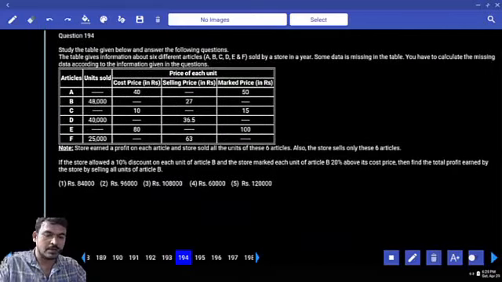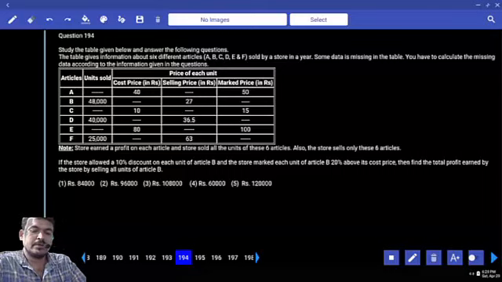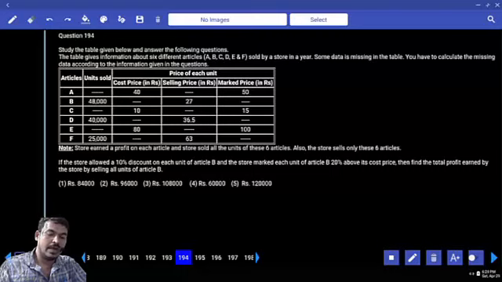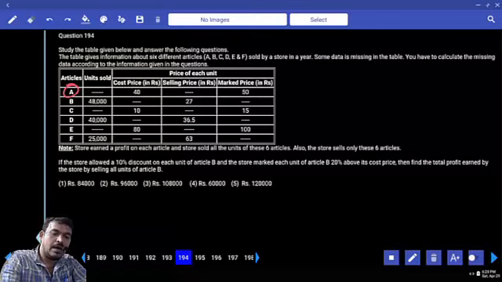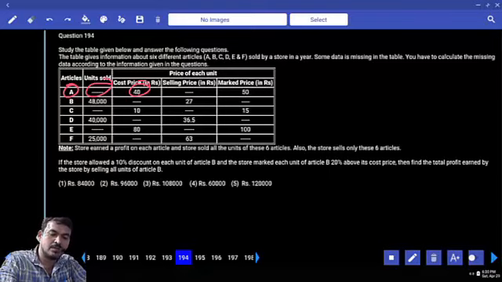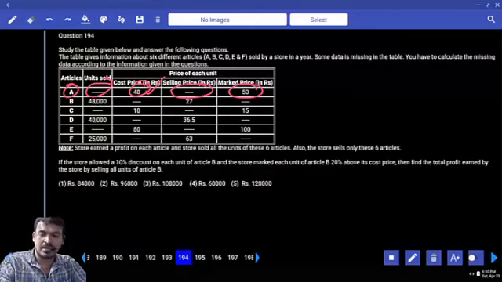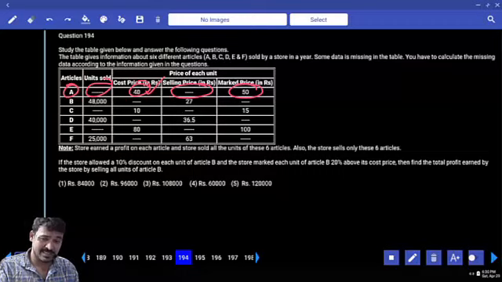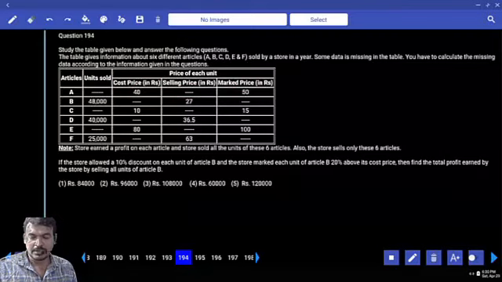Question number 193. The table gives the information about 6 different articles A, B, C, D, E, F sold by a store in a year. Some data is missing in the table. And what is the first one? Article A, the number of units sold is unknown. But article A cost price is how much? 40. Each unit cost price is 40. And each unit selling price is unknown. But each unit market price is given, 50. 6 different articles, 6 different cost prices, 6 different selling prices, 6 different market prices.